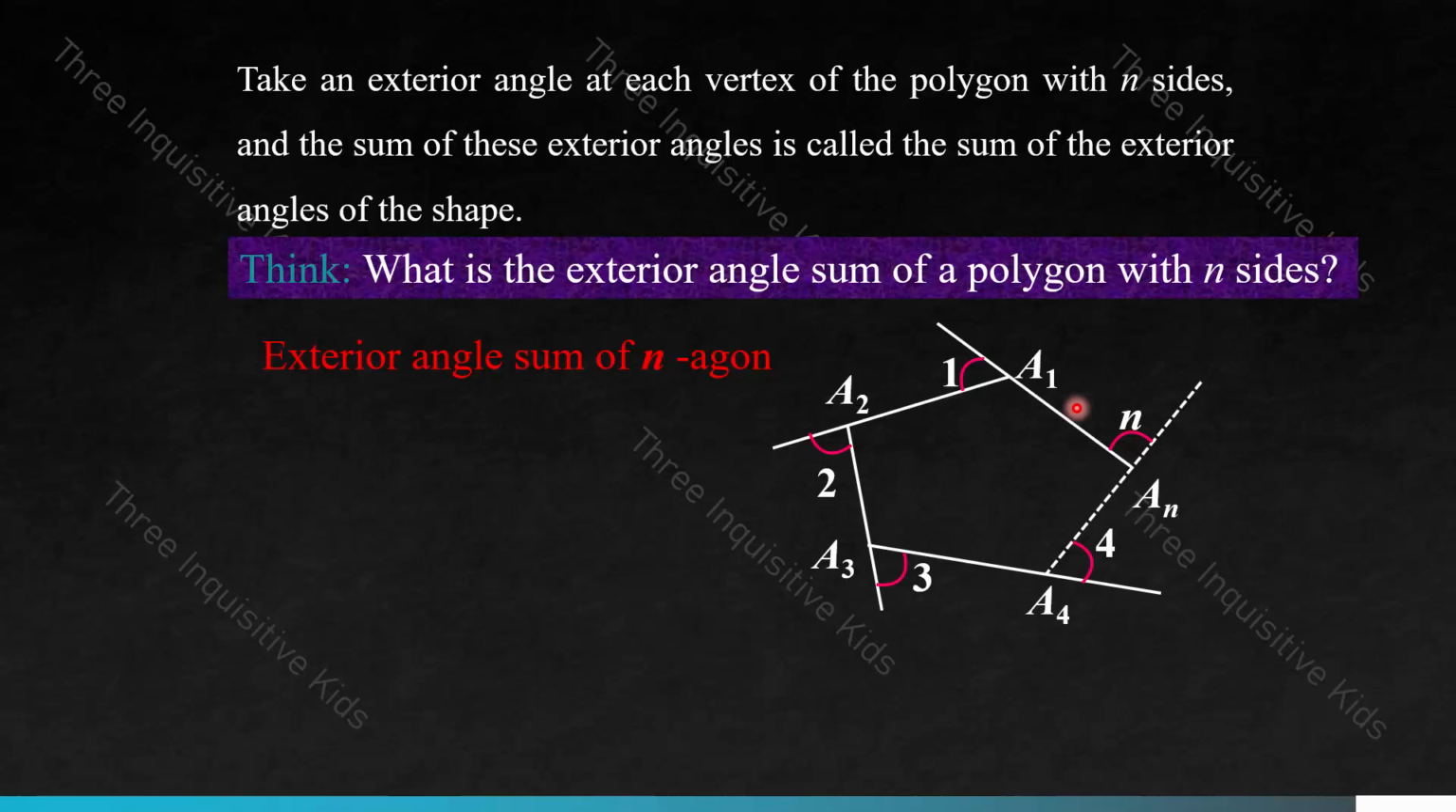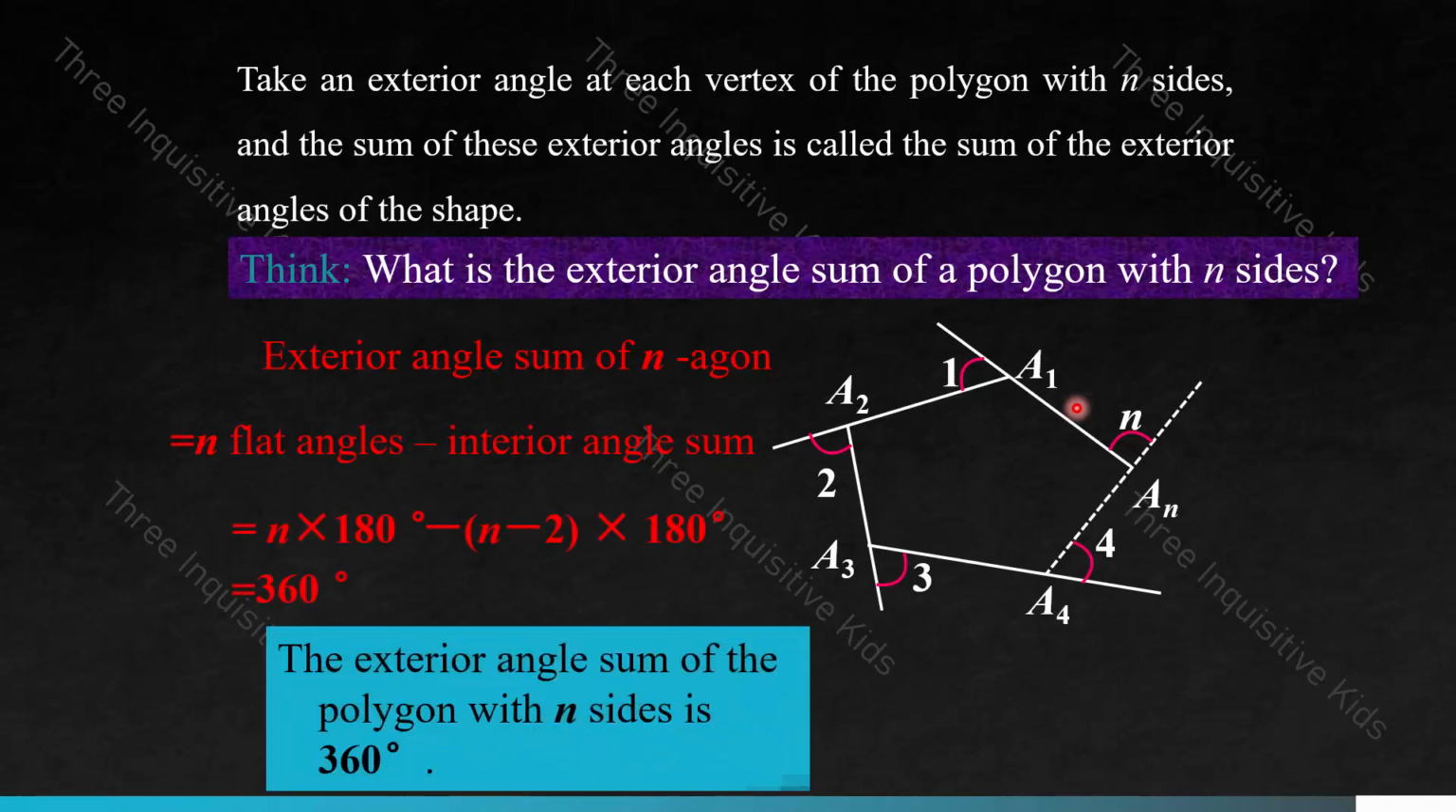The exterior angle sum of an n-agon, which is a polygon with n sides, will be n flat angles minus the interior angle sum, which is equal to 360 degrees. So the exterior angle sum of a polygon with n sides is 360 degrees, and it will always stay the same. It is not affected by how many sides the shape has. Whatever the number of sides, its exterior angle sum is always going to be 360 degrees.